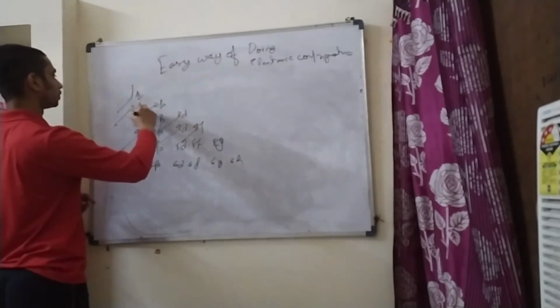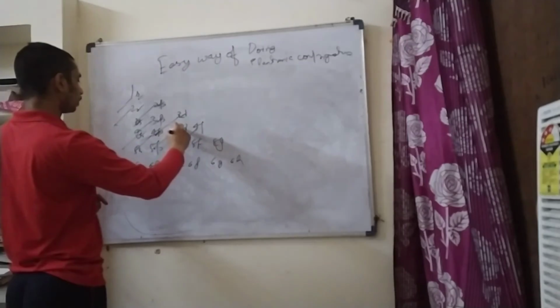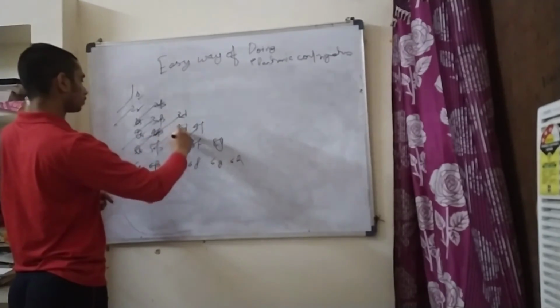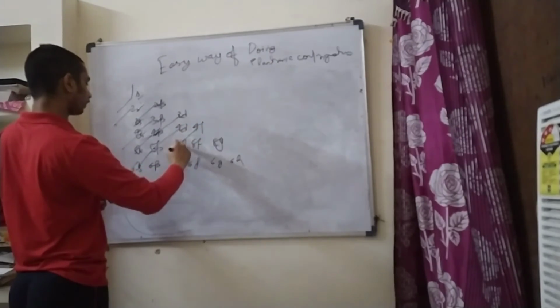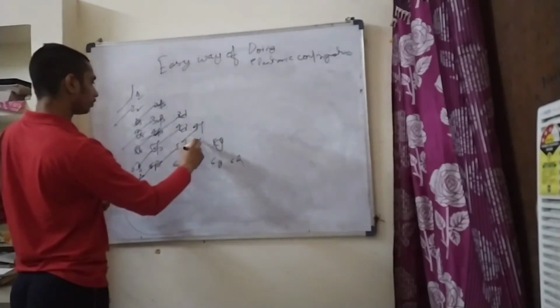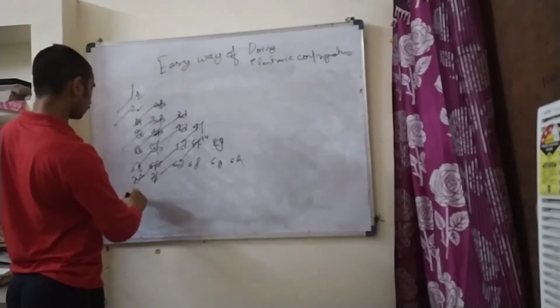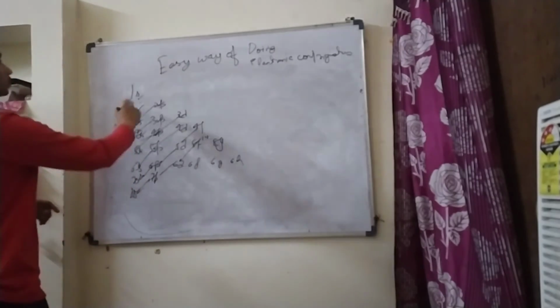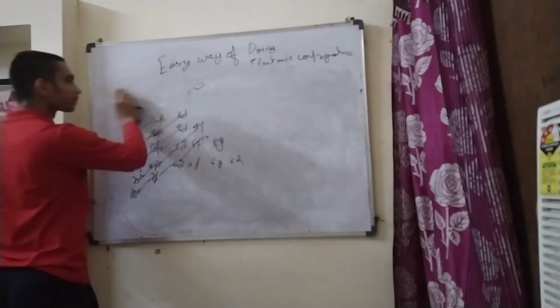So 1s2, 2s2, 2p6, 3s2, 3p6, 4s2, 3d10, 4p6, 5s2, 4d10, 5p6, 6s2, 4f14, 5d10, 6p6, 7s2, 5f14, 6d10, 7p6, 8s2. Like this we can proceed and write up to atomic number 120.